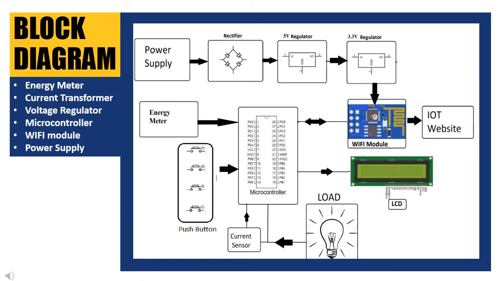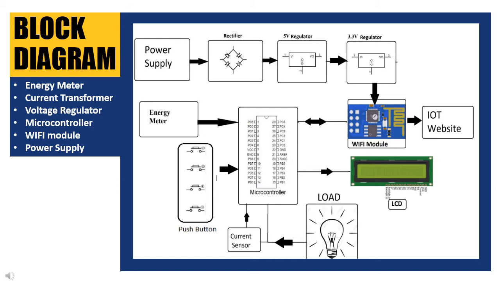My name is Husaini. Okay, I will explain starting from slide number 5. So in this slide, I will explain a simple block diagram that shows the implementation of power monitoring system using IoT. We have approximately 7 important components. We have energy meter, current transformer, voltage regulator, microcontroller, Wi-Fi module, and power supply.